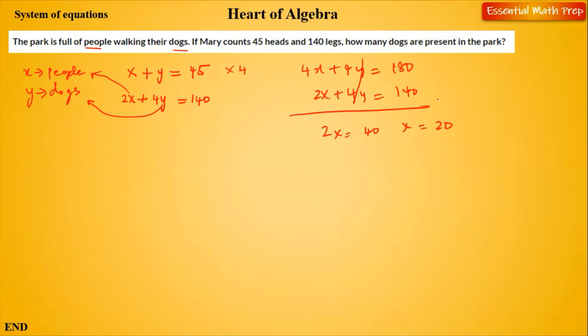We said X is people, but they're asking how many dogs. So we know X plus Y equals 45. If X is the number of people, the number of dogs would be Y equals 45 minus 20, which is 25 dogs. Isn't that simple? So again, the takeaway here is writing the algebraic expression. Other than that, it's pretty straightforward.